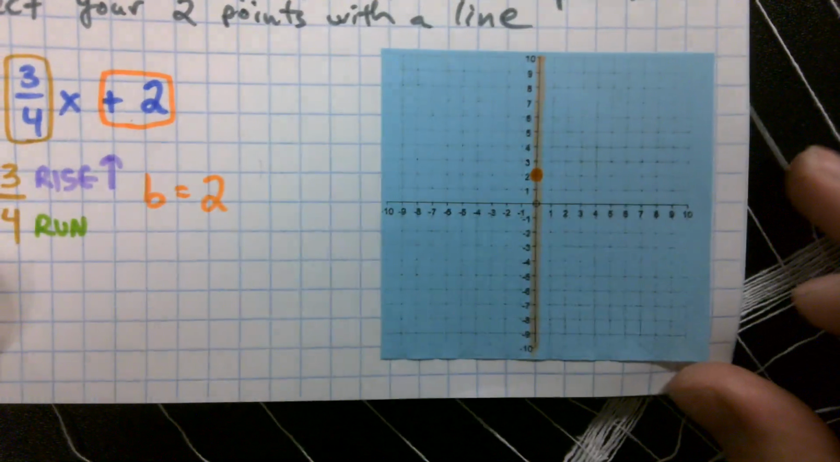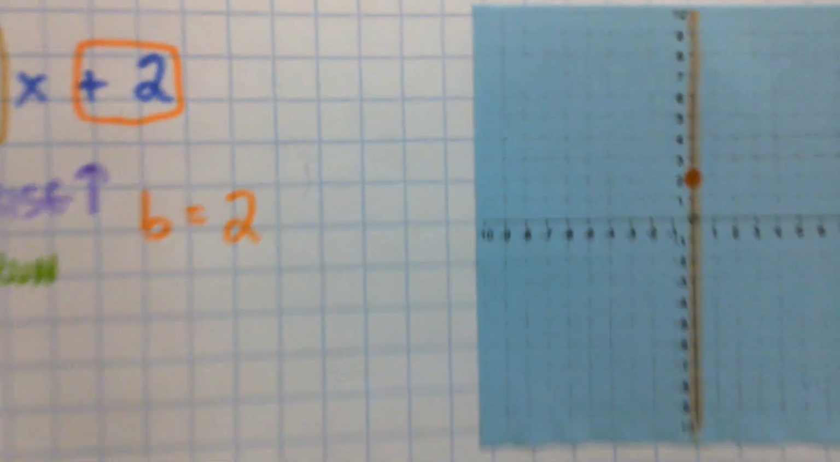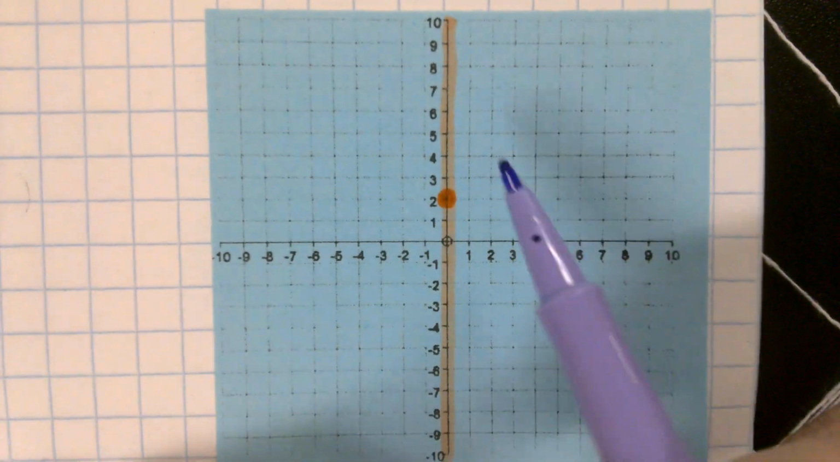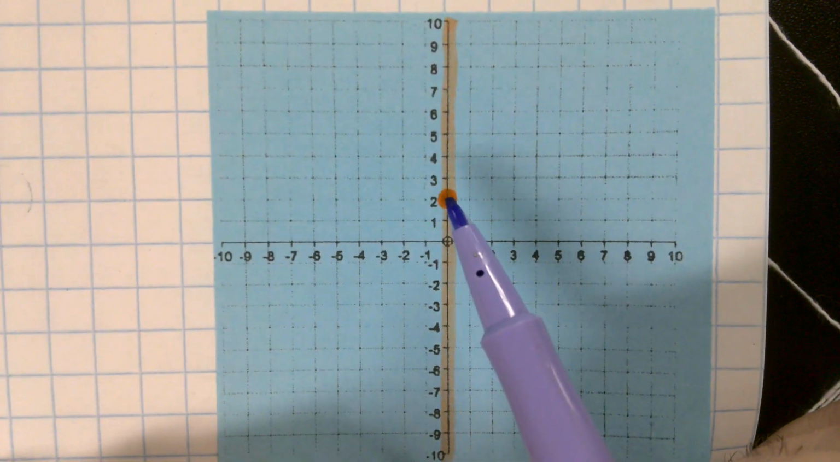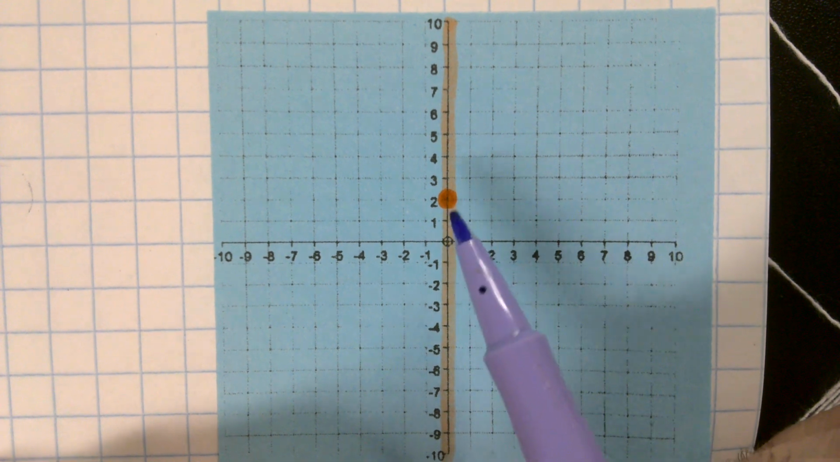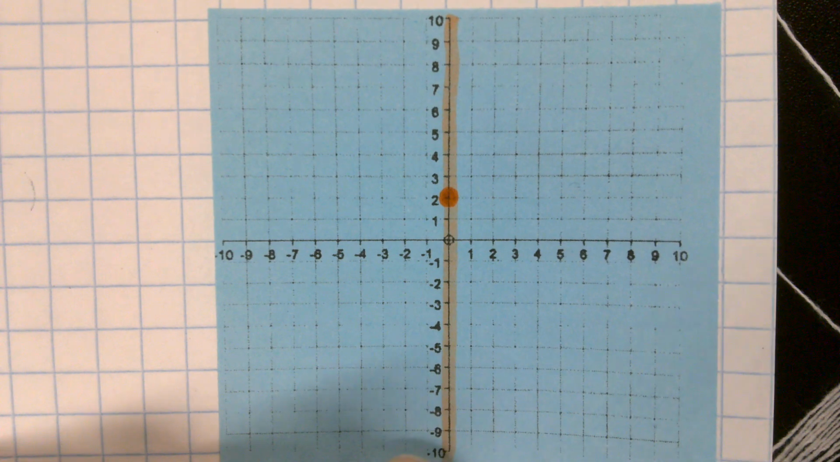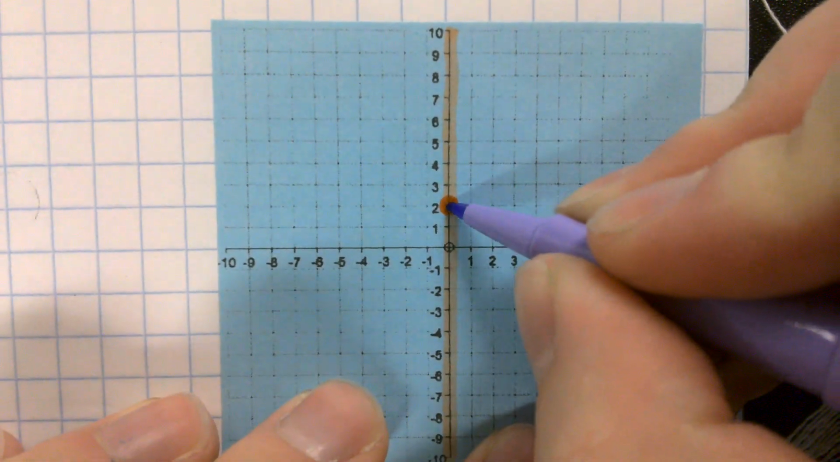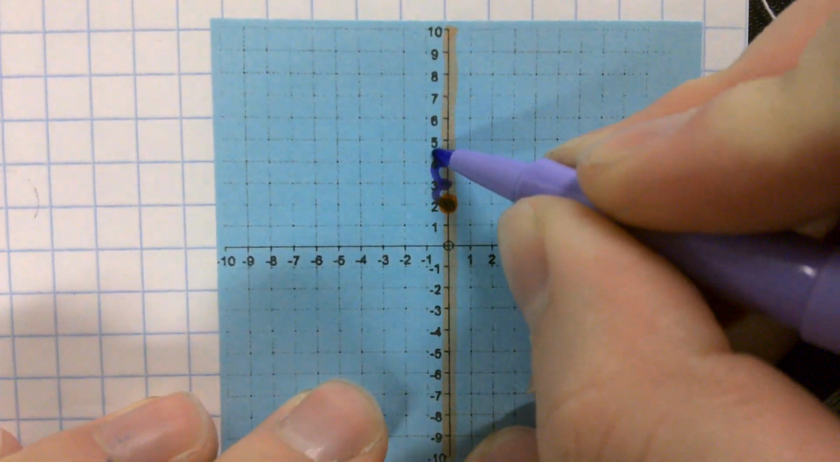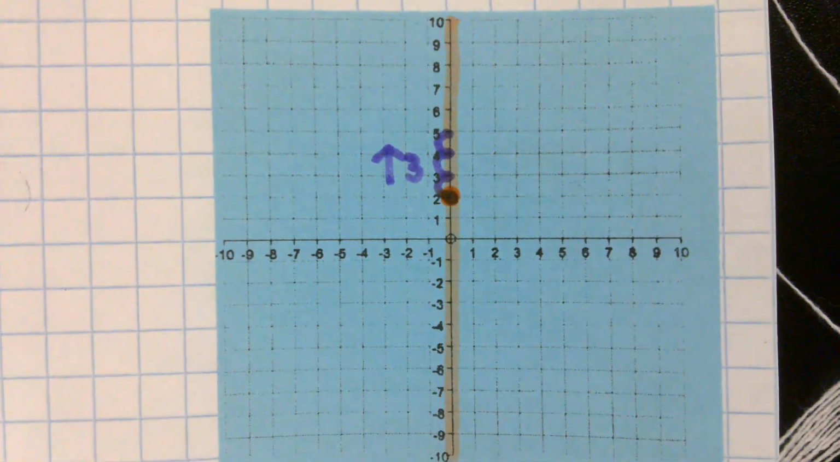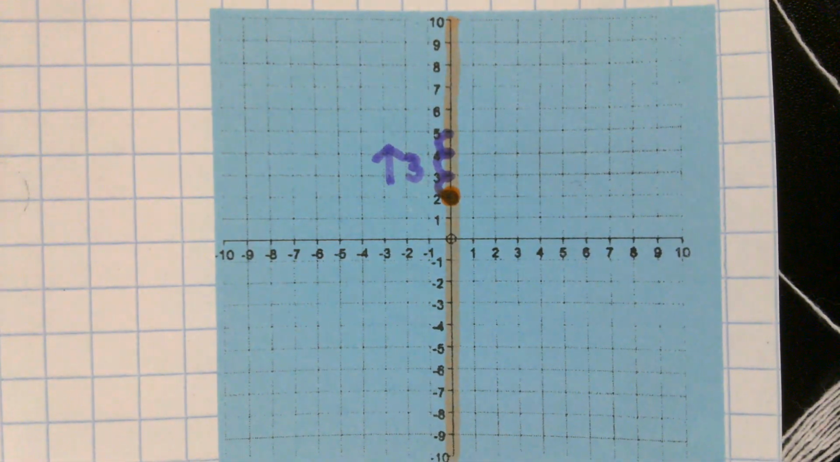I'm going to zoom in really close here so we can see what I'm doing. From this point, this is now our starting point. Don't go back to the origin. Start on that very first point. We're going to rise up 3. 1, 2, 3. Just like that. I know it's kind of hard because the graph squares are small, but we're going to rise up 3.